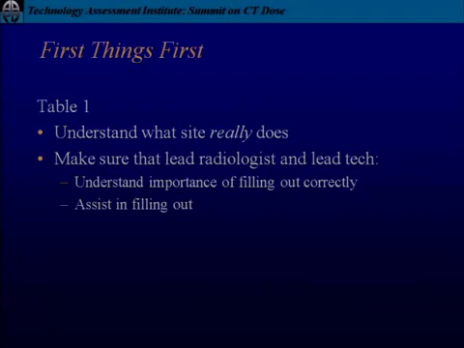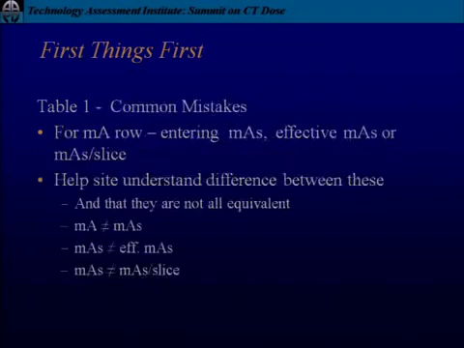And I'm going to go through some of the things that are difficult when it comes to filling out Table 1. It seems pretty straightforward, but we've seen things that are not. Some common mistakes. There is a row in Table 1 that says, what is the MA for the adult head, or adult abdomen, or pediatric abdomen? But sometimes what people do is enter not MA, but MAS, or effective MAS, or MAS per slice, because that's what they see on their scanner.